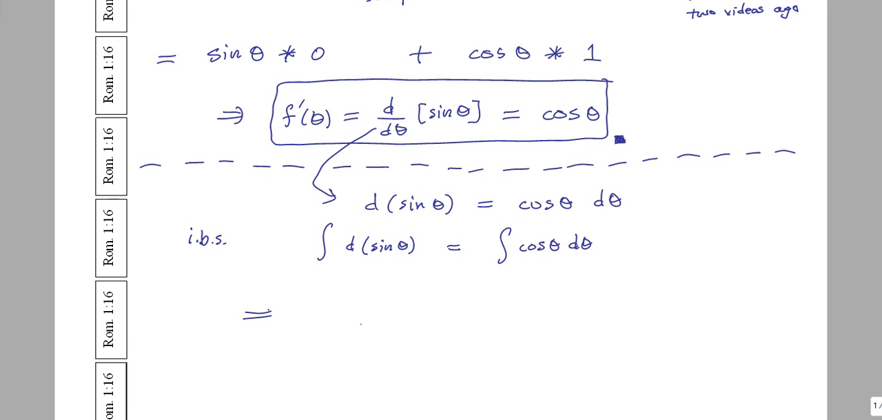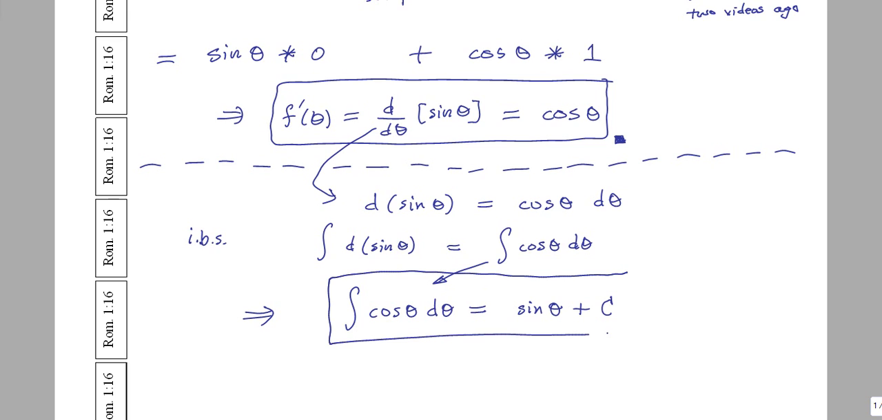And we know that the integral of d of anything is that anything plus a constant of integration. So that is pretty much the long and the short of what I needed to do to fulfill the second part. That is to say that the antiderivative of cos of theta d theta is equal to sine of theta plus some constant of integration, very simply.